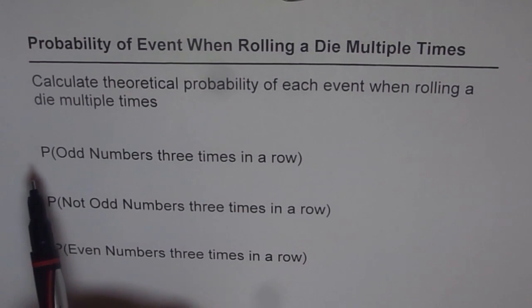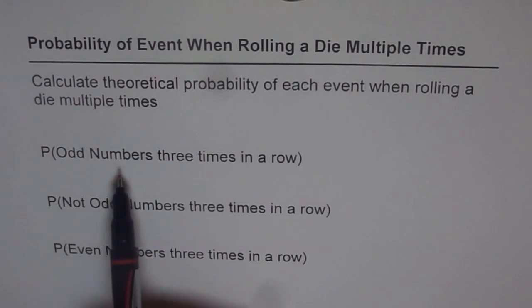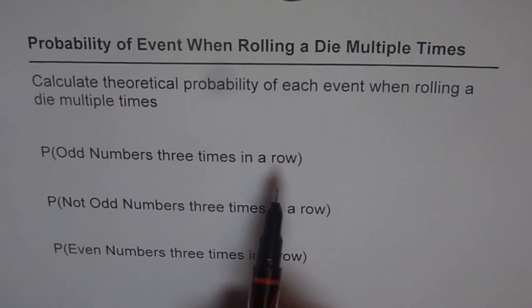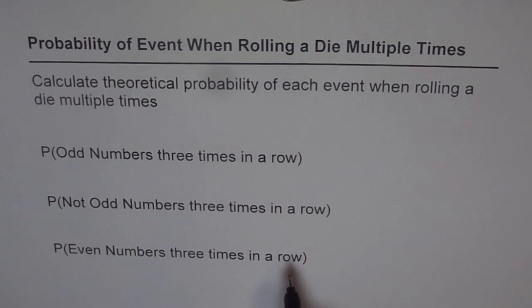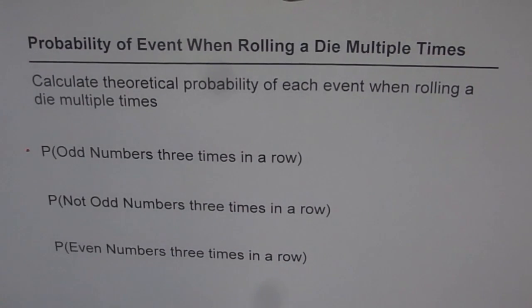The first one is probability for odd numbers 3 times in a row. That means you roll a die once, you get an odd number. The second time again, you should get an odd number. And the third time again, you should get an odd number. So 3 times in a row. So that is what you need to find.